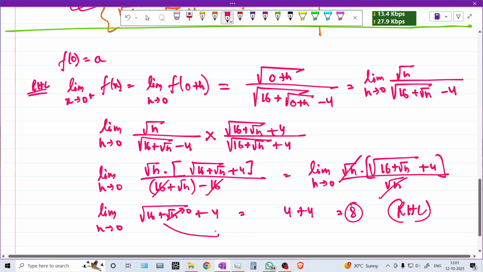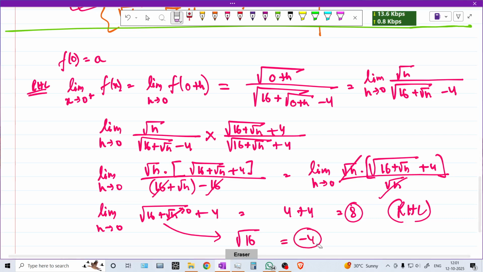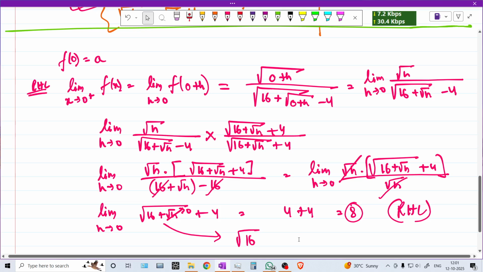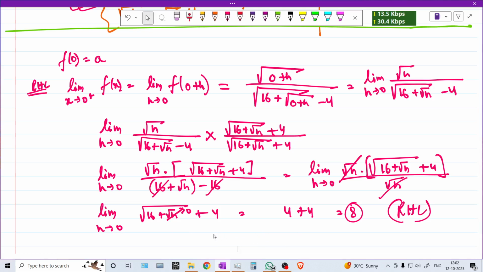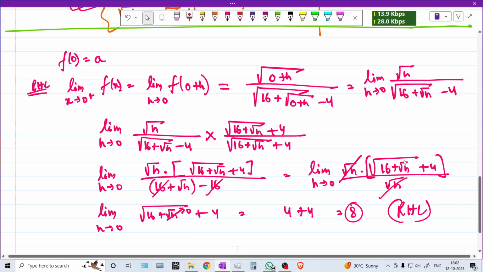Now over here you are seeing that root 16 is there. Some students will say that, sir, root 16 is equal to minus 4 also. No, it is not like this. If nothing is said, then by default we always consider the root of a positive number to be positive. You have to take it positive only. So root 16 is equal to 4 here. So the right hand limit is equal to 8.